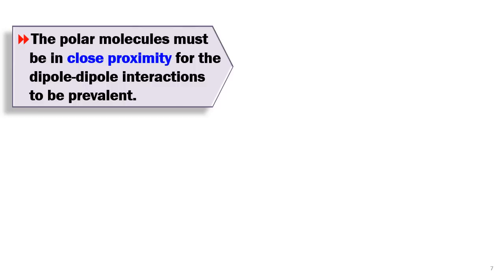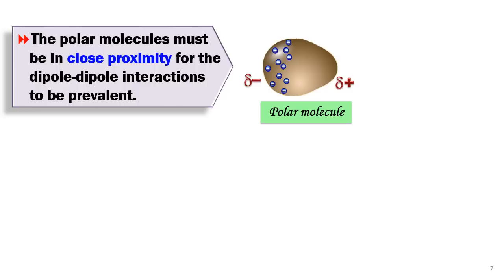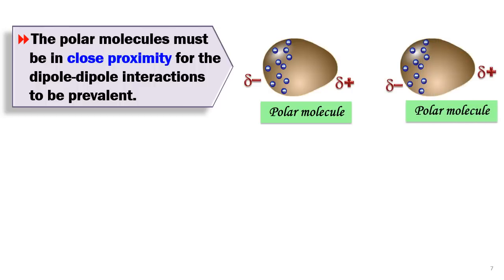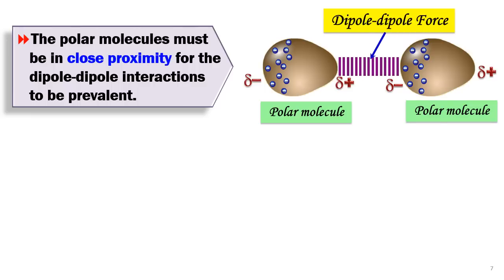Well, the polar molecules must be in close proximity for the dipole-dipole interactions to be prevalent. Close proximity here means that the molecules must be very close to each other. They even touch each other in order to be attracted to one another. But in drawing, in our diagram, we would normally just use broken lines to denote the dipole-dipole forces.